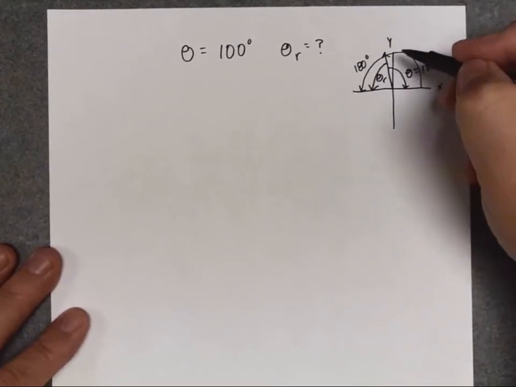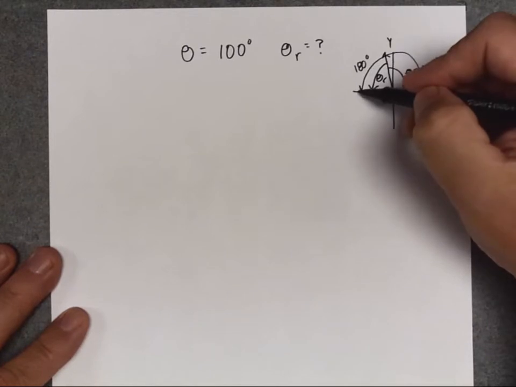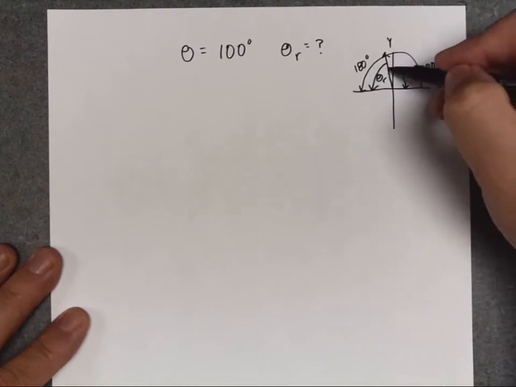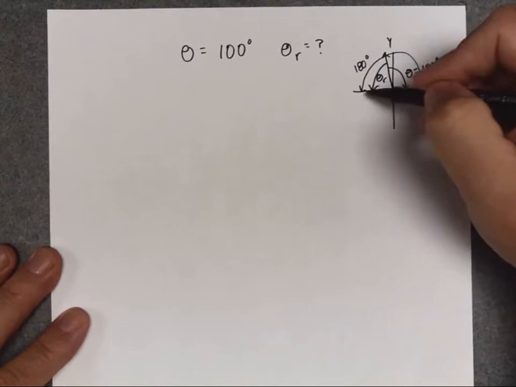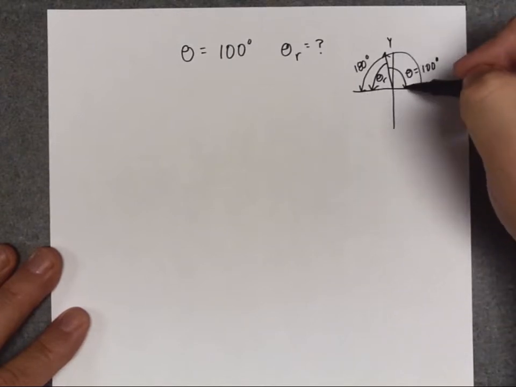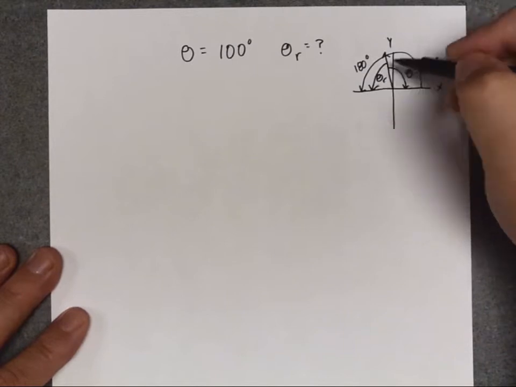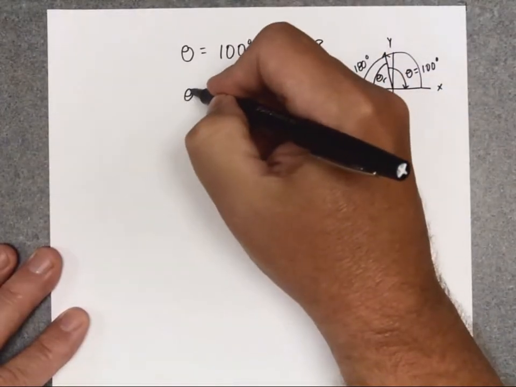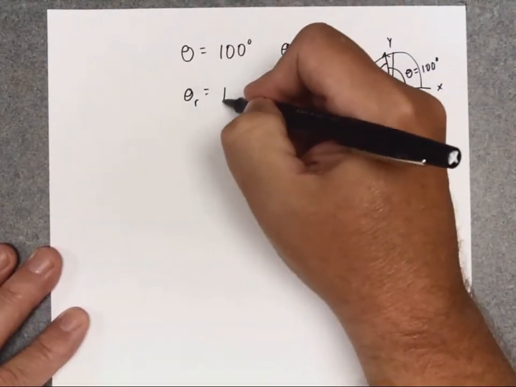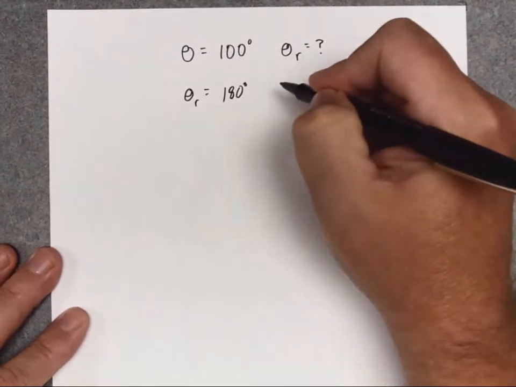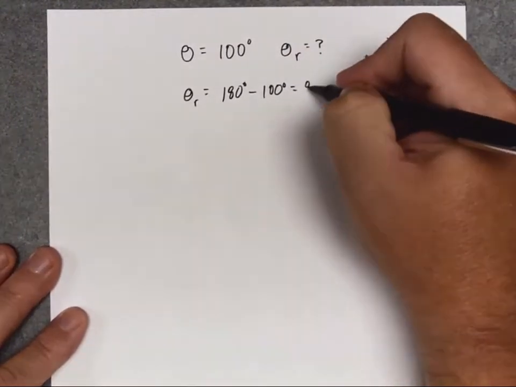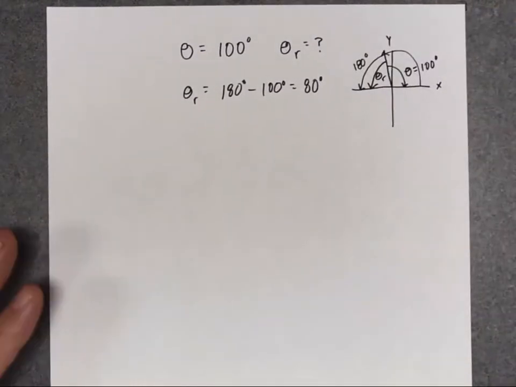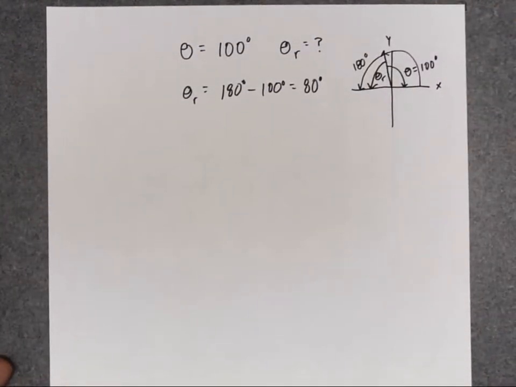Hopefully you can see that if I take 180 degrees minus 100 degrees, so 180, the whole distance, minus 100 degrees, my original angle, that should leave the reference angle. So in this case, I can say the reference angle is 180 degrees minus my original angle, which means my reference angle is 80 degrees.